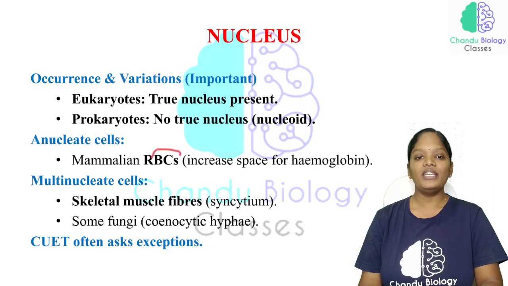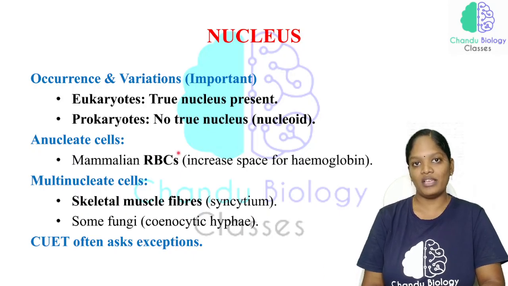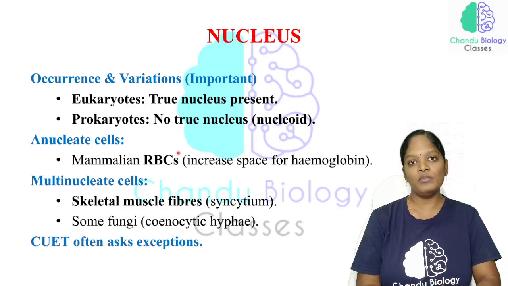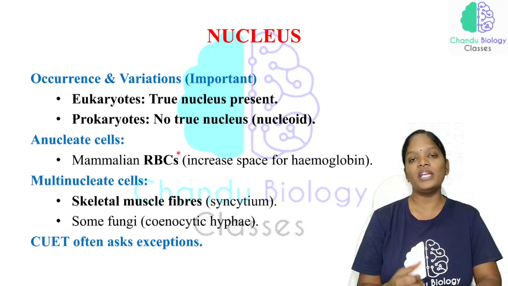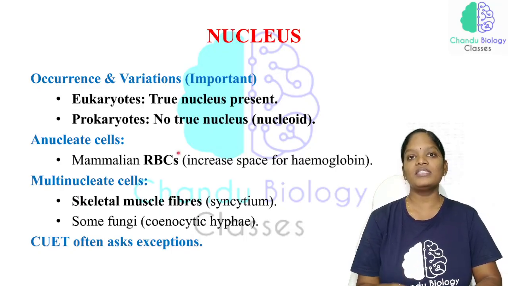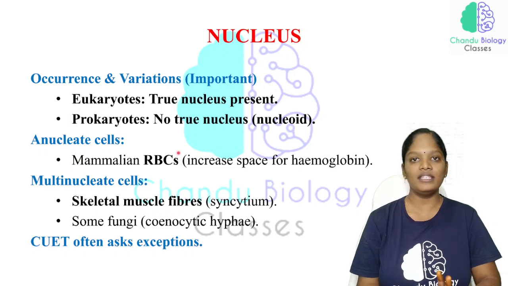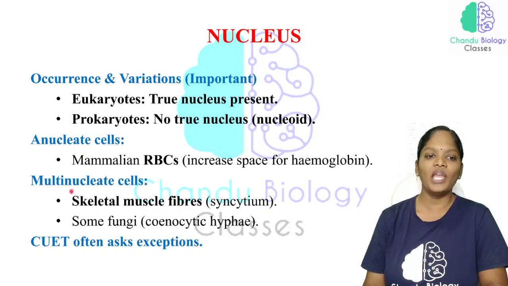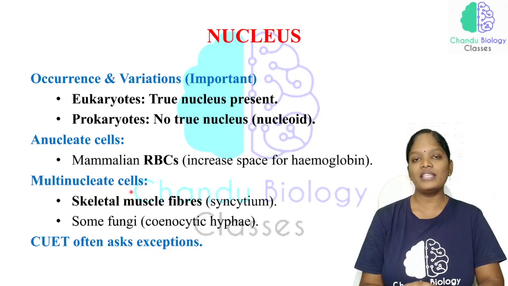Okay, so why does it not have a nucleus? Because RBCs need more space. RBC has hemoglobin, and that hemoglobin requires more space to carry oxygen. So to increase the space, there is no point in having the nucleus within it. Now, multinucleate cells: cells which have many nuclei are called multinucleate cells.